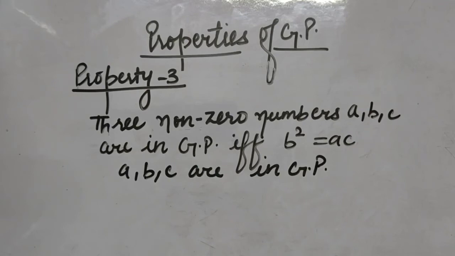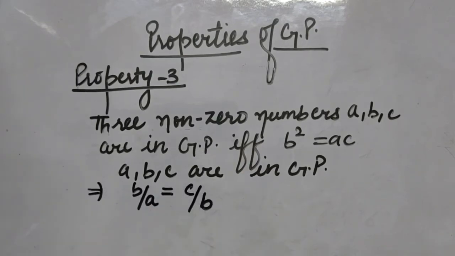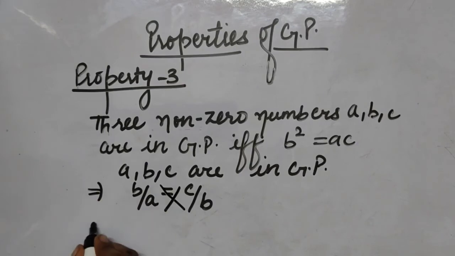If the common ratio is same, then what I can say students? I can say B by A will be equal to C by B, because their common ratio is same as it is a GP. So now what we will do? We will do cross multiplication. And what we will get from here? B square is equal to A into C. So it means if the three terms A, B, C are in a GP, then there will hold a relationship, that is B square is equal to AC.